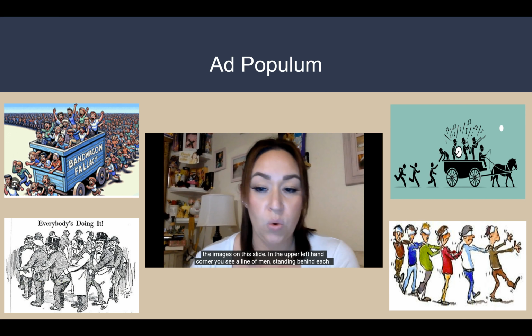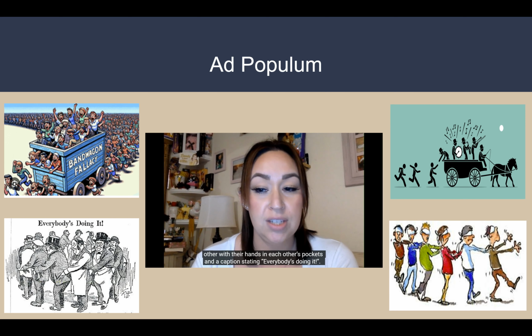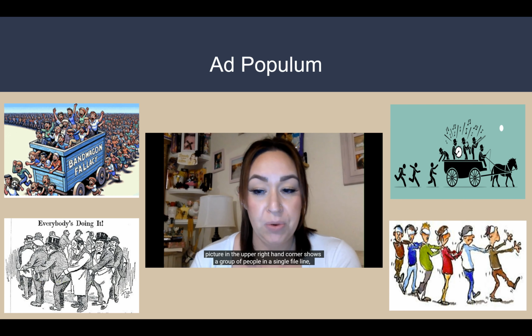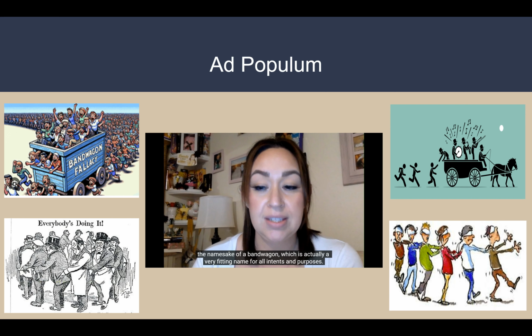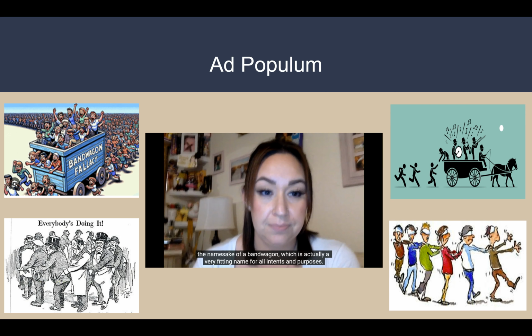In the upper left-hand corner, you see a line of men standing behind each other with their hands in each other's pockets and a caption stating, "Everybody's doing it." The picture in the lower left-hand corner depicts a horde of people following the bandwagon. The picture in the upper right-hand corner shows a group of people in a single file line, all wearing blindfolds with a literal meaning of the blind leading the blind. They are all following what the entire group is doing. The picture in the lower right-hand corner depicts the namesake of a bandwagon, which is actually a very fitting name for all intents and purposes.